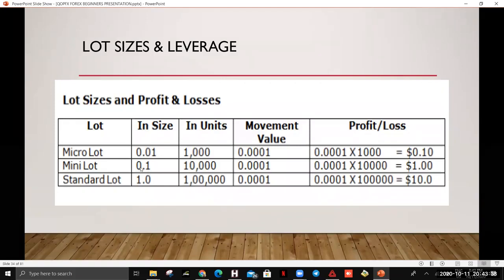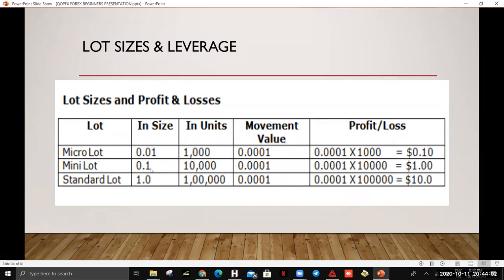If you're going for 0.10, it means $1 per pip. This is 10 cents per pip, this is $1 per pip, and this is $10 per pip. So if you are taking a standard lot, for every pip you move, you're making $10. Or if it goes against you, you're losing $10. The same thing with 0.01.